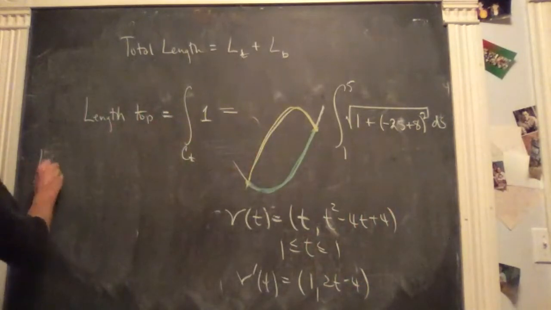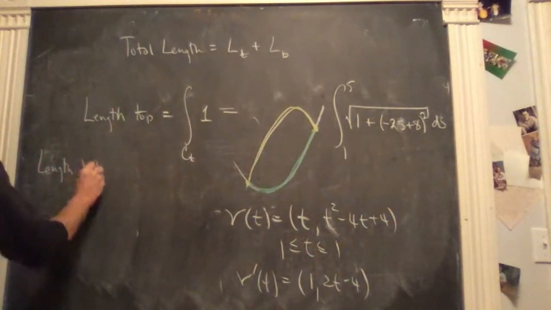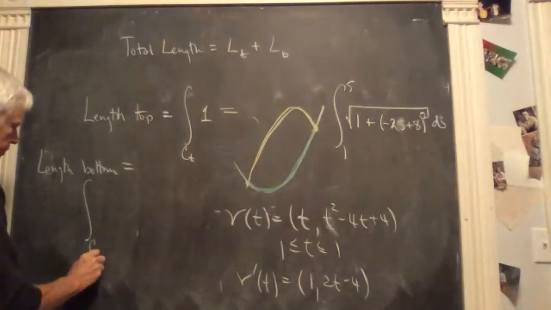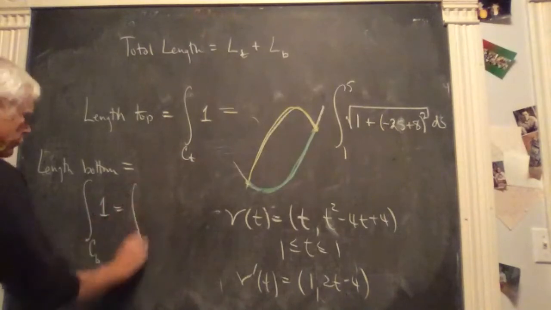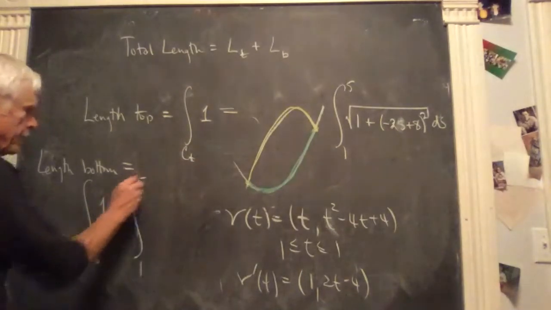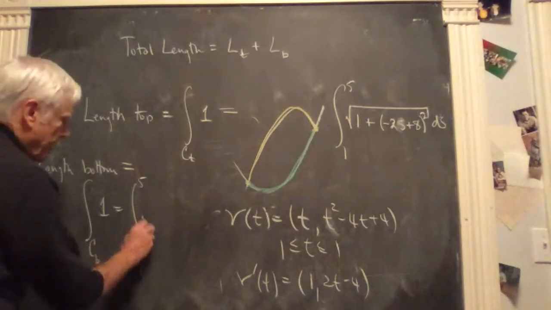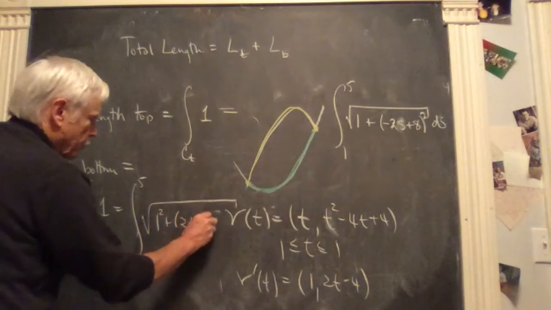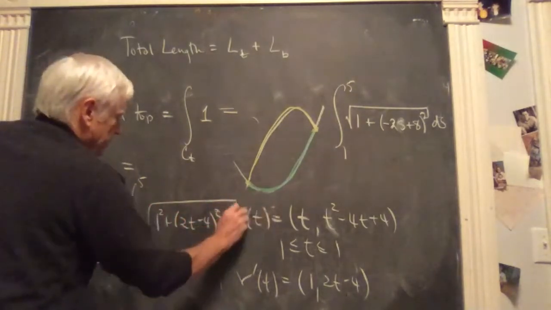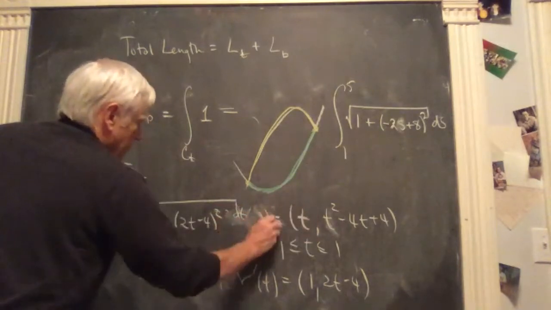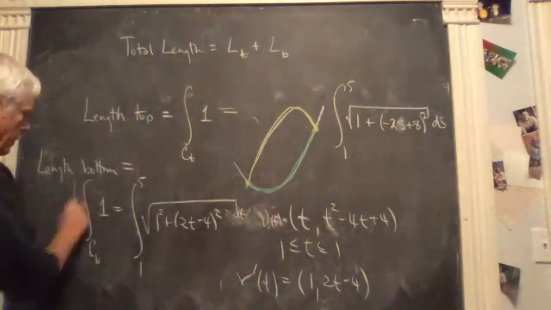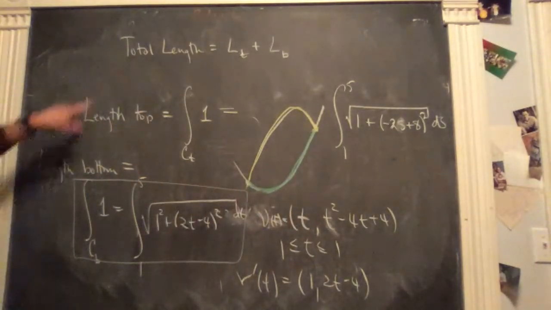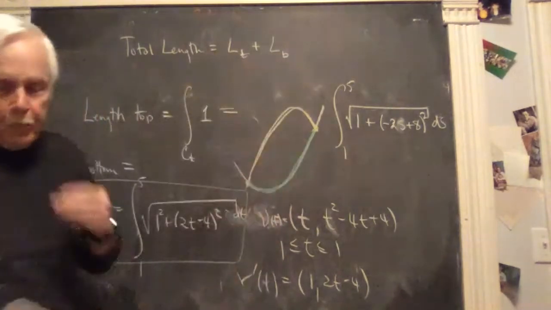So the length of the bottom is equal to the integral over the bottom of the one function, which is equal to the integral from 1 to 5 of 1 times the expansion contraction factor, the square root of 1 squared plus 2t minus 4 squared, and then this will be dt. So this is the answer to the length of the bottom, and the total length is a sum of those two.